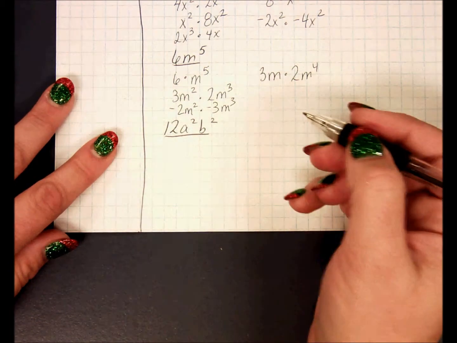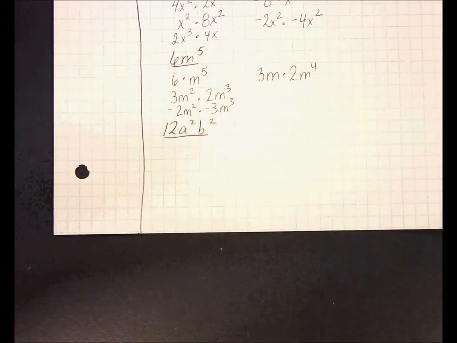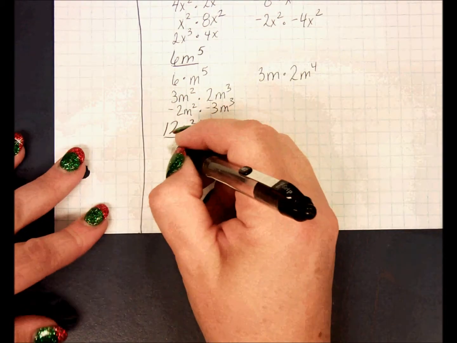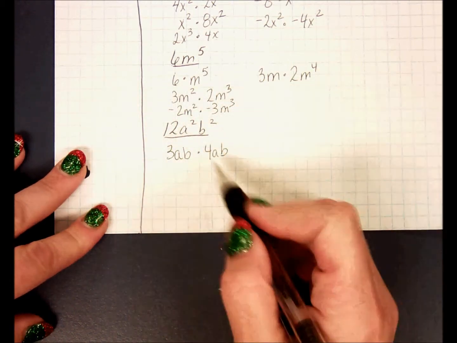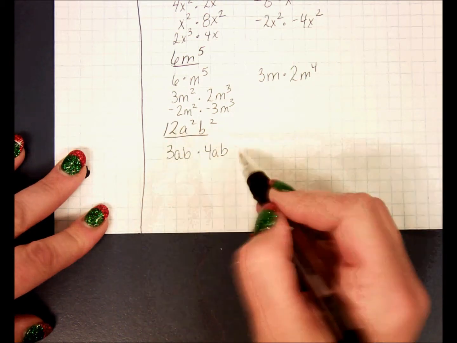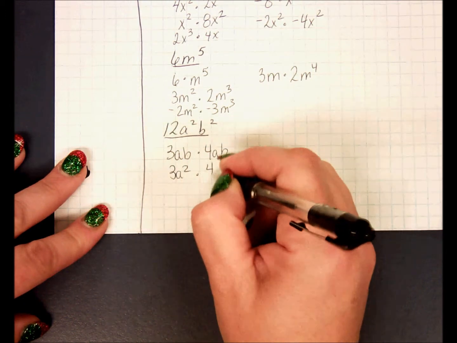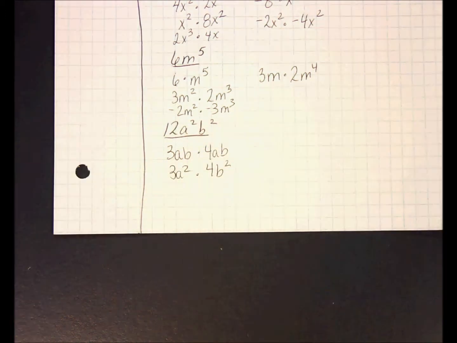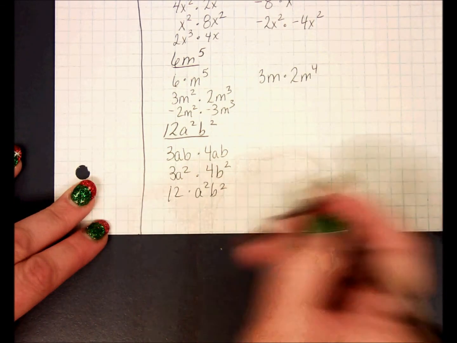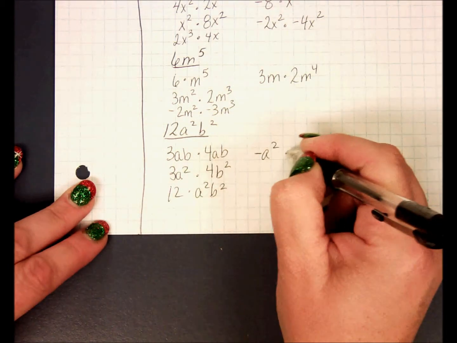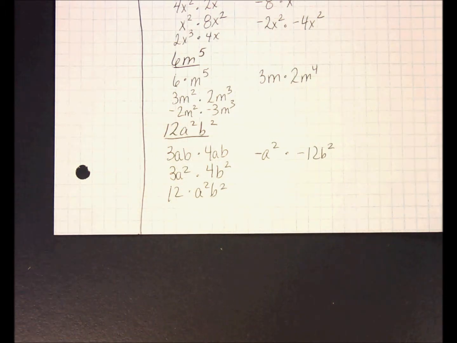Okay, hopefully you did pause and try on your own first. So any combination that gives me 12a squared b squared. So I'm going to do 3ab times 4ab. 3 times 4 is 12, a times a squared, b times b squared. I could do 3a squared times 4b squared. So we can also do 12 times a squared b squared. Negative a squared times negative 12b squared. As long as when I multiply them together, I get 12a squared b squared.